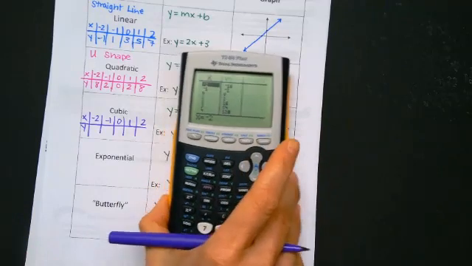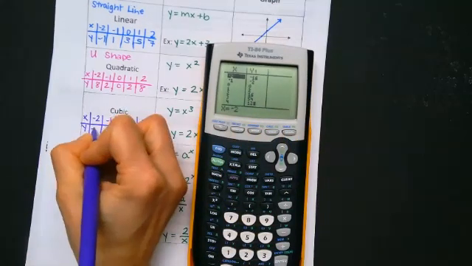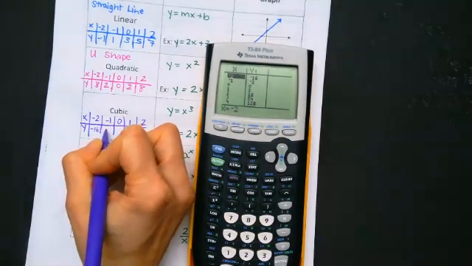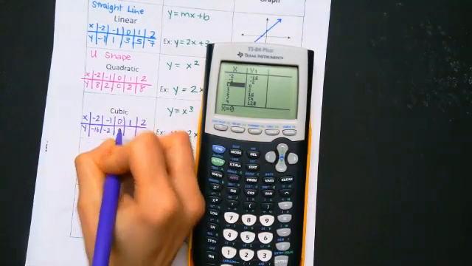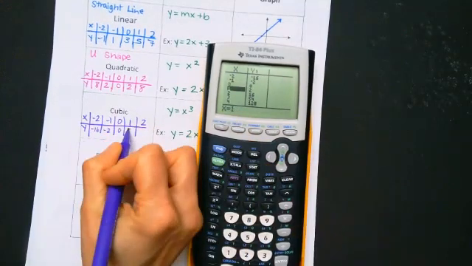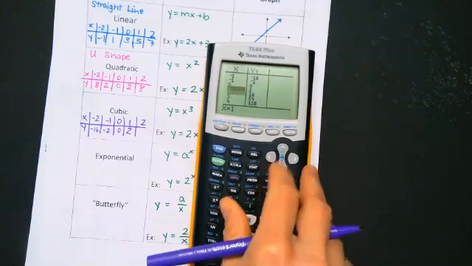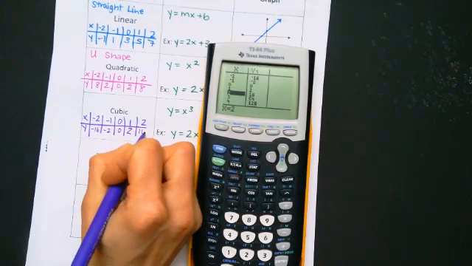So when x is -2, y is -16. When x is -1, y is -2. When x is 0, y is 0. When x is 1, y is 2. And when x is +2, y is +16.